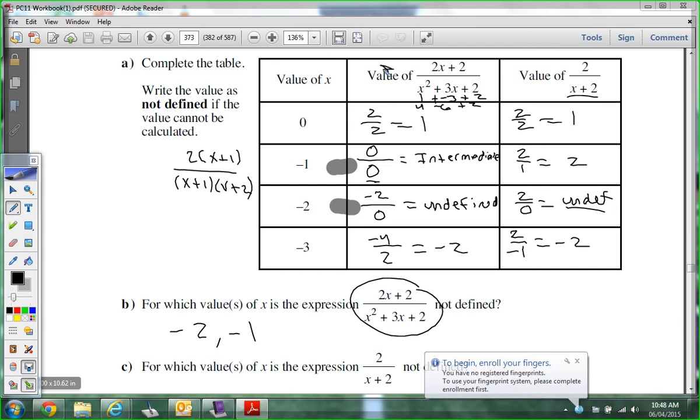And then for which values is it undefined for 2 over x plus 2? It's just the negative 2. So this right here would be just the negative 2 on part C.